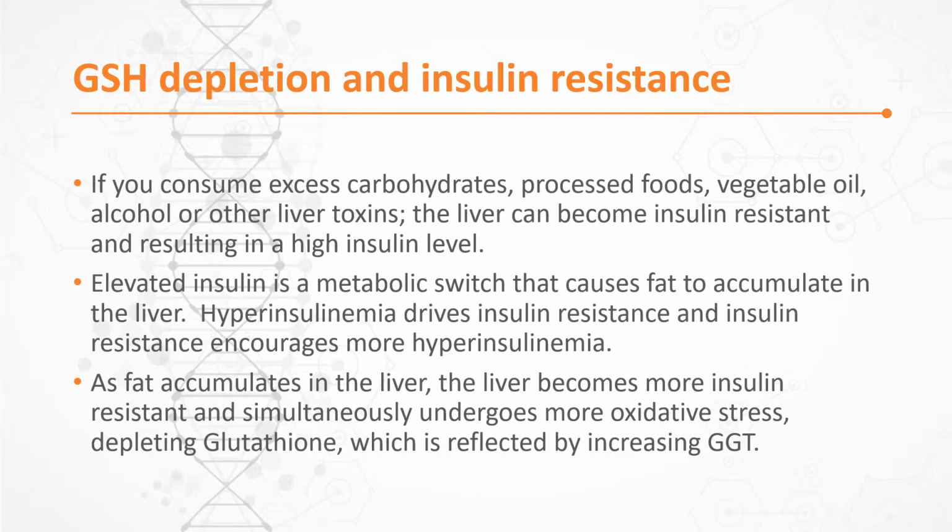There's also, as you become insulin resistant, you get later elevated glucoses, and the elevated glucoses cause glycation of receptors. It causes glycation of cellular media, and you get advanced glycation end products, which themselves also cause damage to the cell walls. As fat accumulates in the liver, it becomes more insulin resistant, simultaneously undergoing significantly more stress and depleting the glutathione, and that's when the GGT starts to rise.